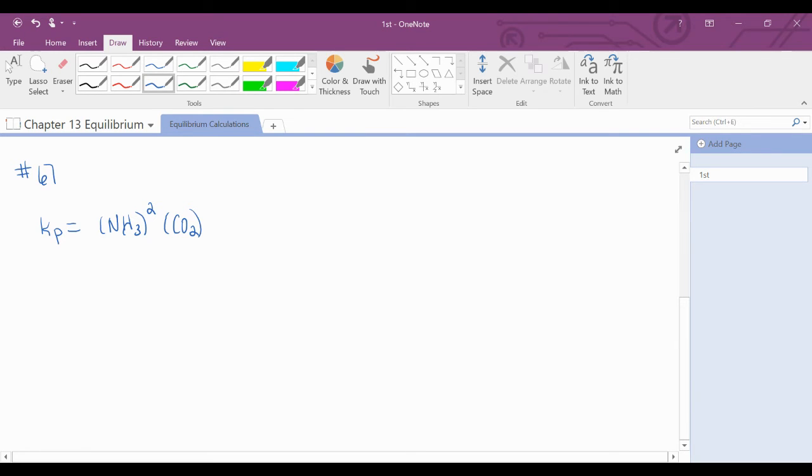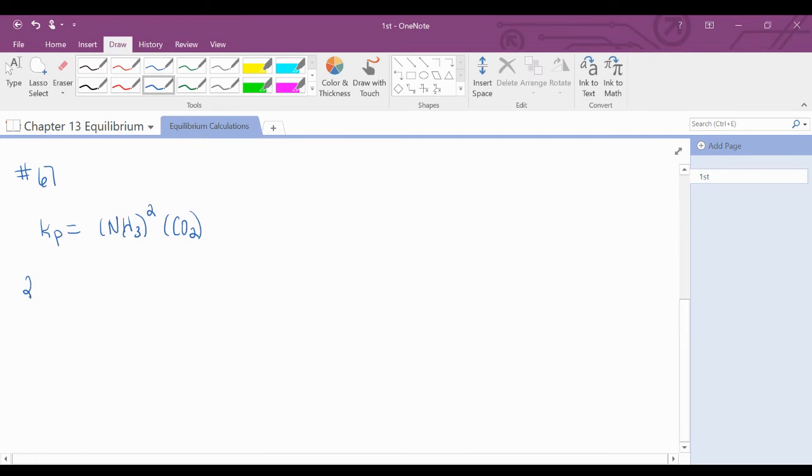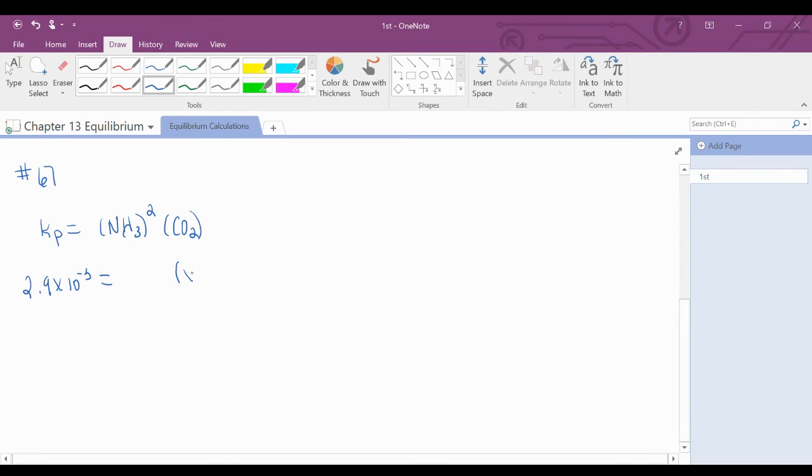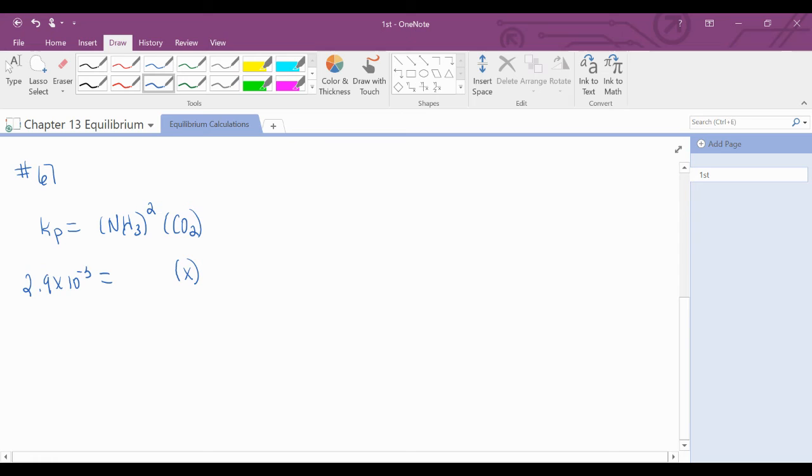Now, a reminder that K never uses pure solids or pure liquids. So we're not going to use the NH4OCO2H2 in our K because it's a pure solid. We know the value of K is 2.9 times 10 to the negative 3rd. We're going to use X's here. I have just one CO2, so we're going to make that X. The coefficient for ammonia is 2, so we have 2X, and that'll be squared.